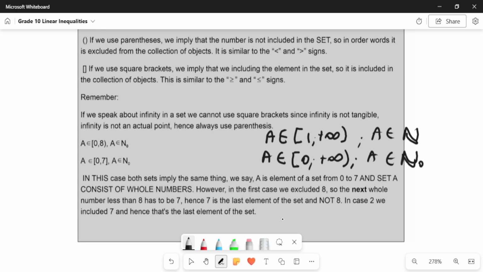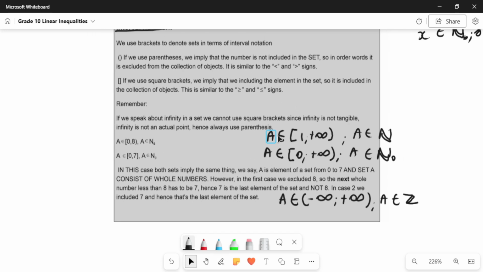Right. Then let's say we're talking about the integer set. I'll say A is an element starting from where? Negative infinity. You can see I use a parenthesis. Going to where? Positive infinity. But A is an element of the integers, with the Z. So it's the exact same idea. Can you see why it's all important now? Everything links. So yeah, that's basically what you need to remember.